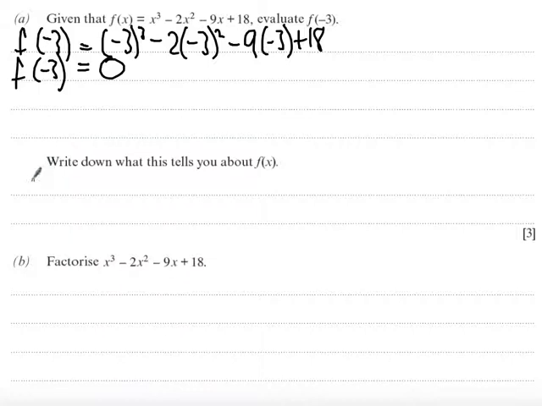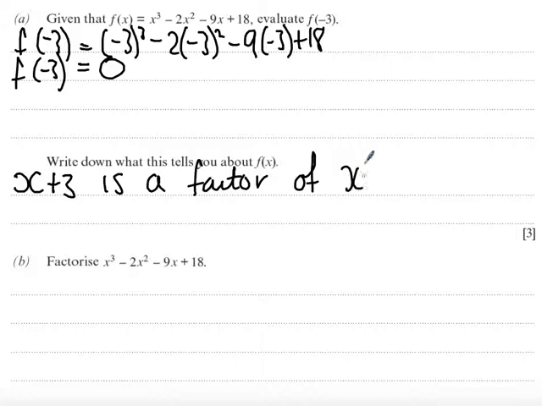This tells me that x plus 3 is a factor of x cubed minus 2x squared minus 9x plus 18 by the factor theorem.